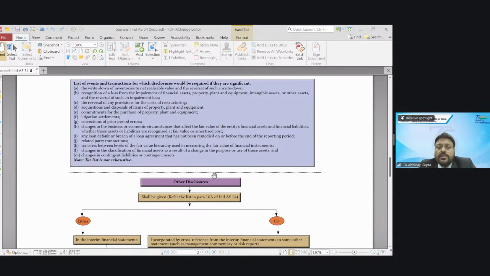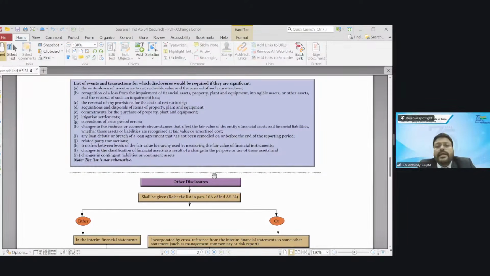Acquisition, disposal. So if you have purchased significant machinery or equipment during the quarter, would you be making the disclosure that we have made a purchase of machinery worth rupees 100 crore in the quarter? Yes or no? Yes. If you have made any commitments for purchase of any such machinery but not yet purchased, would you be making the disclosure around those commitments made during the quarter? Yes. Litigation settlements, yes. Correction of prior period errors, certainly yes.